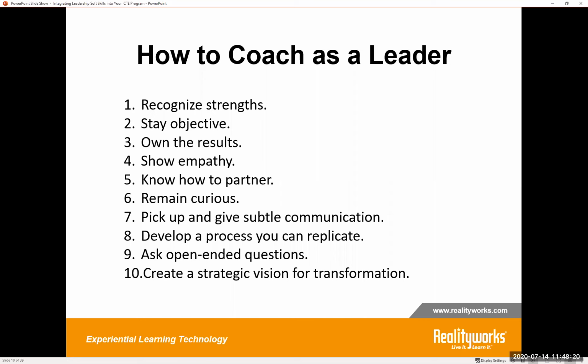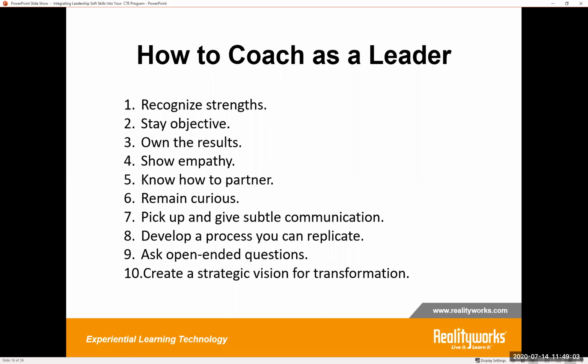Number 6 is remain curious. This is the difference between knowing and discovering. So encourage consideration and inclusivity. Number 7, pick up and give subtle communication. Listen for what is said and what is not said. Number 8, develop a process you can replicate. Find a coaching methodology that works and refine it so that it's efficient and you can replicate it. Number 9, ask open-ended questions. Create openings for new action. Don't just problem solve. And number 10, create a strategic vision for transformation. Set visions for others to reach for and to achieve greater for themselves.